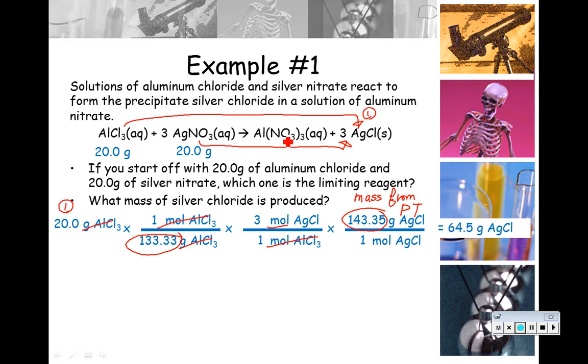Silver chloride. Aluminum chloride is your other reactant, so I'm not going to that yet. I'm going from silver nitrate to silver chloride, and that's my second prediction. And that's how I'm going to start my prediction. What this is saying is I have enough AlCl3 to make up to 64.5 grams of AgCl, and that's part of the first problem.